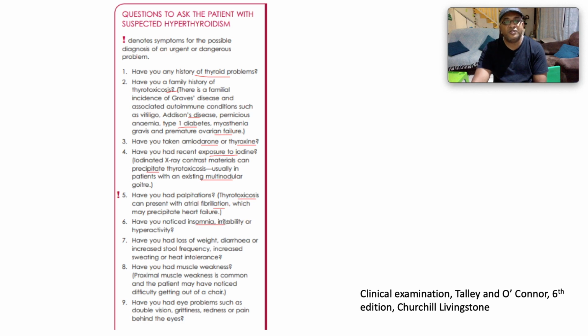Then have you ever noticed any insomnia, irritability, or hyperactivity? Have you had any loss of weight, diarrhea, or increased stool frequency, increased sweating or heat intolerance? Have you had any muscle weakness? Very important, because proximal muscle weakness is common, and the patient may have noticed difficulty in getting out of the chair or difficulty reaching for a high shelf, or maybe hanging up clothes because of weakness of the pectoral and pelvic girdle muscles. Then ask about eye problems such as diplopia, grittiness, redness, or pain behind the eyes.